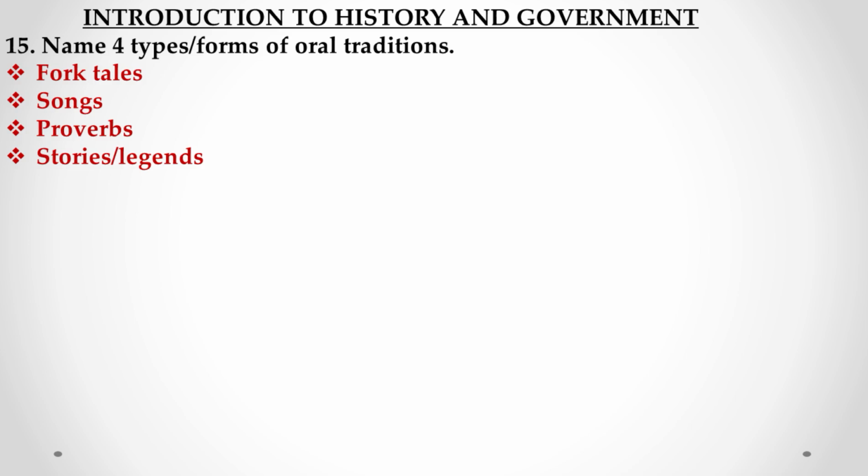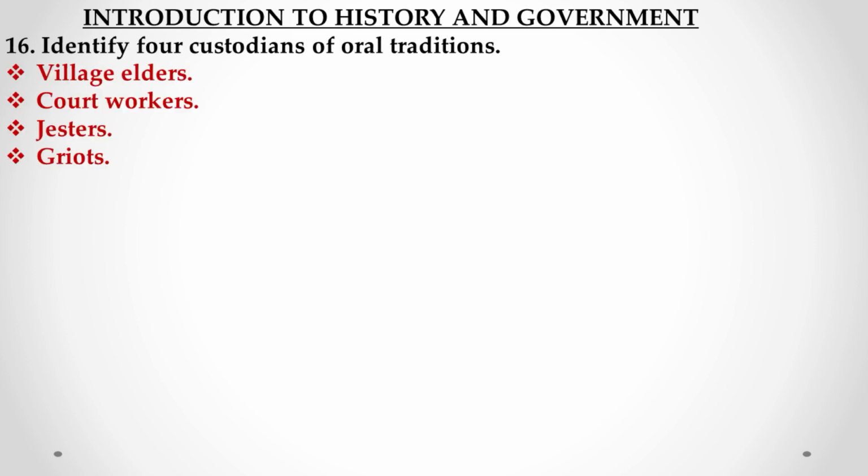Question 15. Name 4 forms of oral traditions. We have folk tales, we have songs, we have proverbs, we have stories or legends. Question 16. Identify 4 custodians of oral traditions. We have village elders as custodians of oral traditions. We have court workers, we have jesters, and we have griots.